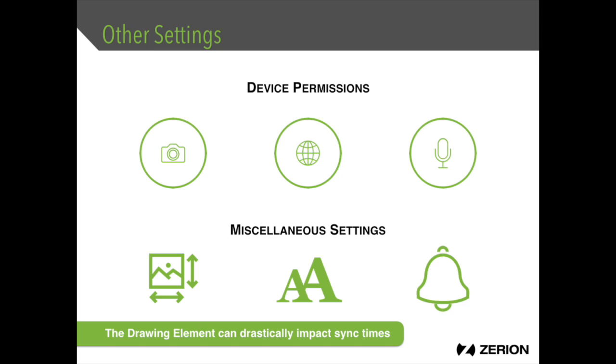Now, some other settings on the device that I wanted to acknowledge are the device permissions. And so these are going to be permissions on the device that iForm will ask you to allow to use. And these are things such as the camera, or using the GPS coordinates, or the microphone for the elements that correspond to these different features.